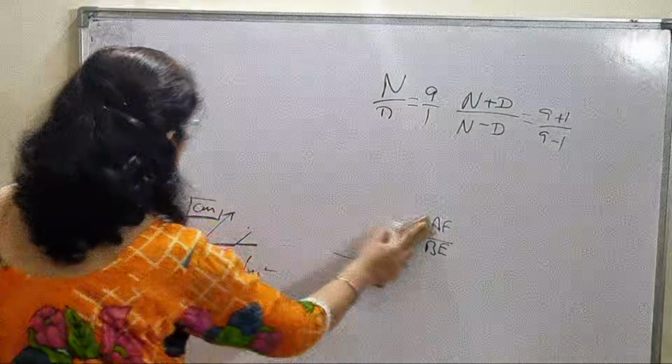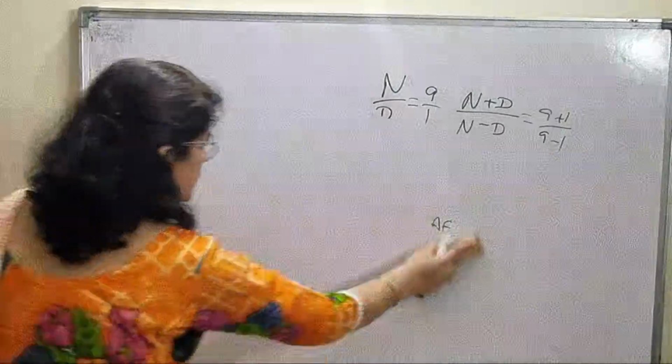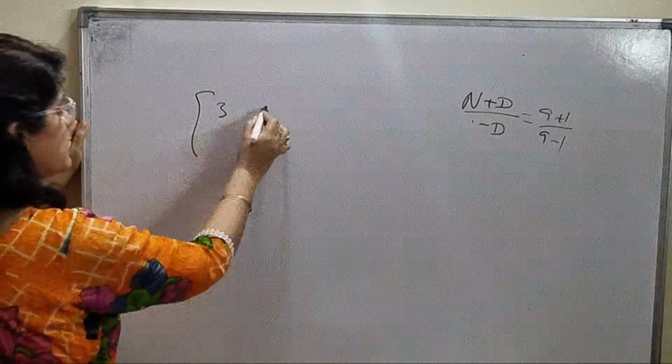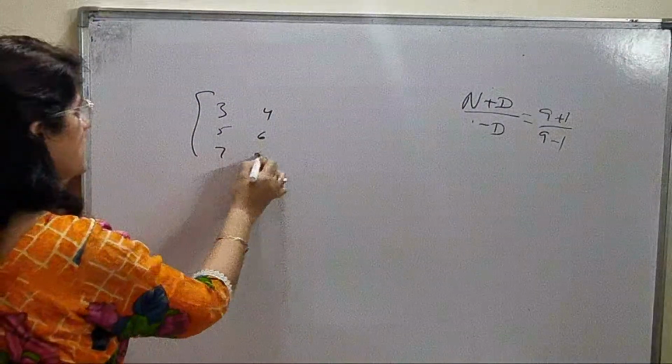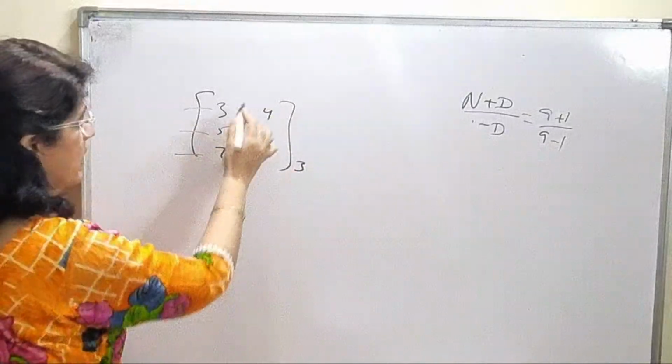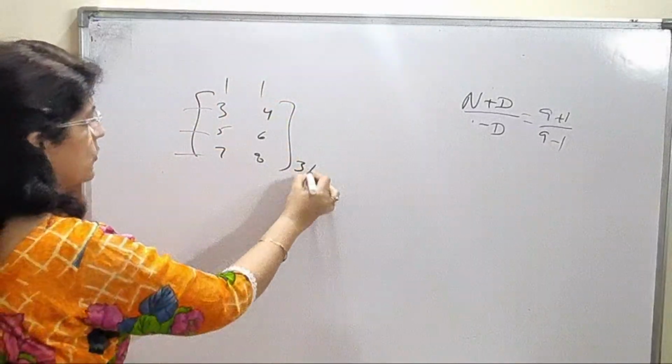Order of matrix is number of rows into number of columns. So like this is a matrix 3, 4, 5, 6, 7, 8. So what is the order? How many rows are there? 3 rows. And how many columns? These are columns. So 3 × 2.